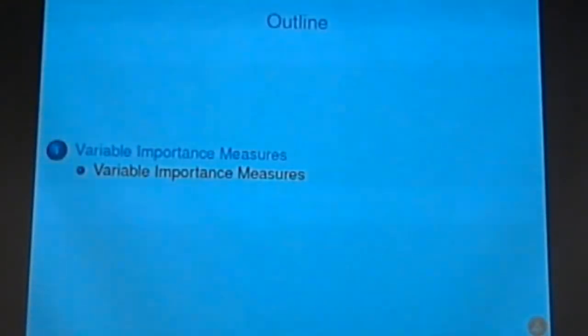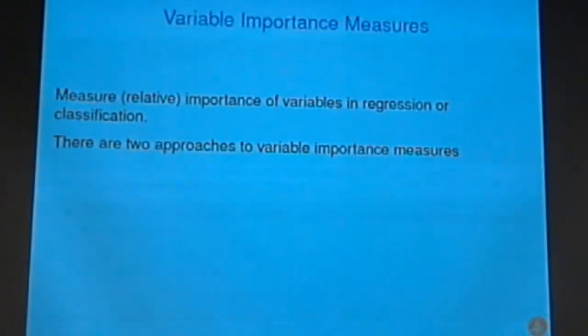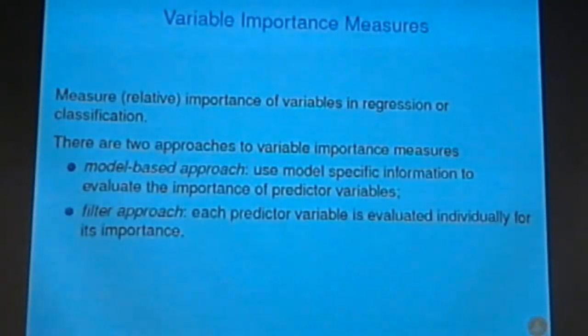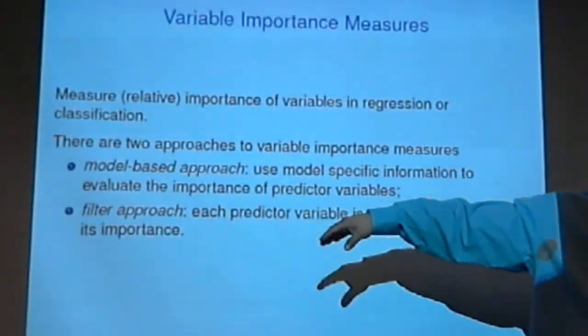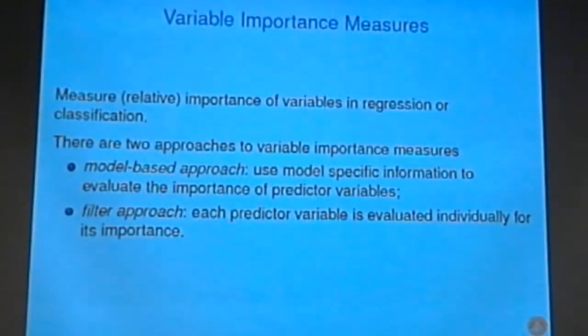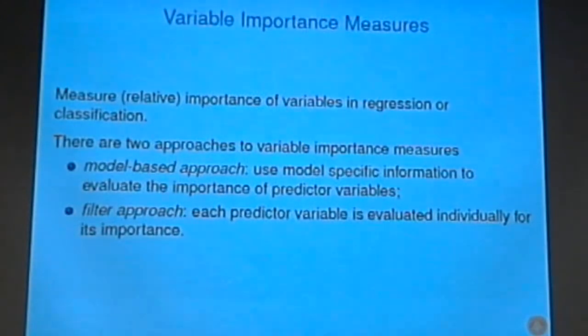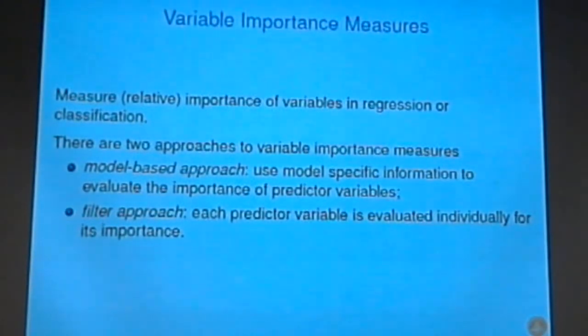This is about variable importance measures, measuring the importance of variables in regression and classification. Basically, a model-based approach or a filter approach. The filter approach is what you can use unless you have some specific model, like a tree model or logistic regression, which have model-specific methods. In the filter approach, each predictor variable is evaluated individually for its importance, and the measurement used to evaluate the importance is the area under the ROC curve.